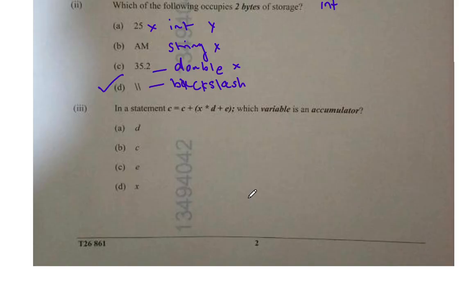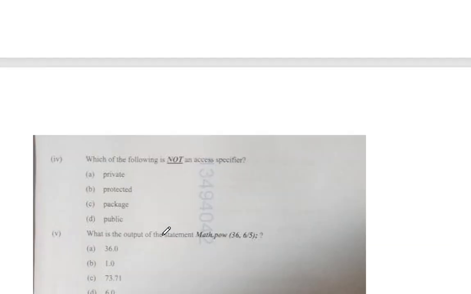Now next, in a statement C is equal to C plus X into D plus C, which variable is an accumulator? Accumulator is what? It accumulates the value from the previous. So C is accumulating the value from previous results. So your answer should be C.